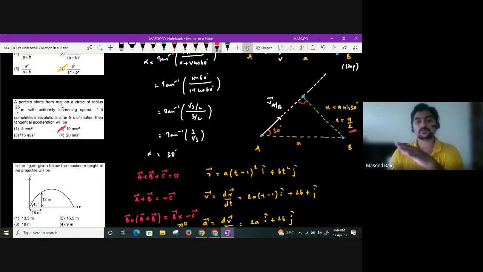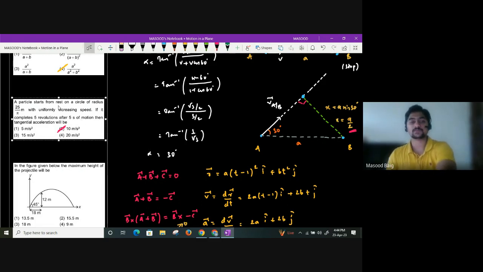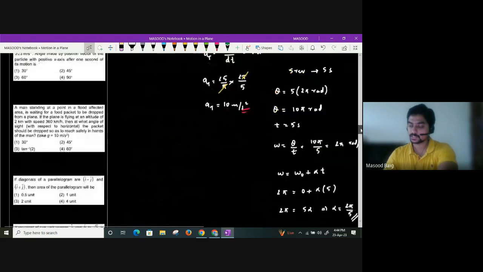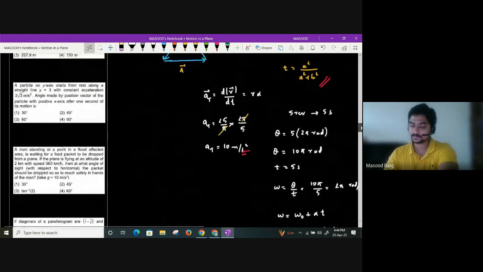Initially, it is starting from rest. Omega naught value will be 0. So omega naught is 0. Omega we got 10 pi. From there, we can calculate alpha. You know R value. So tangential acceleration will be given as R into alpha, guys. Is that clear, all of you? 10 meter per second square will be the answer for that. Understood?